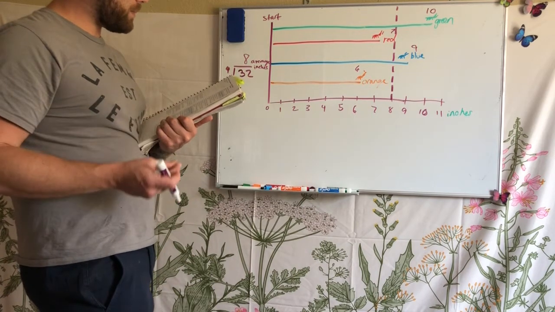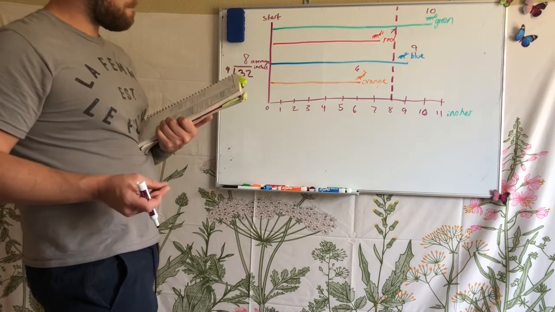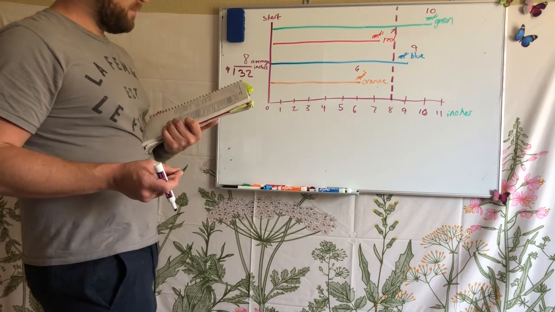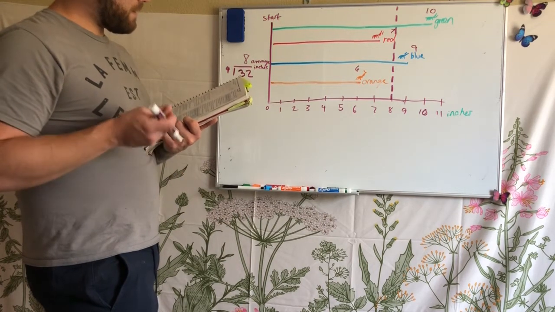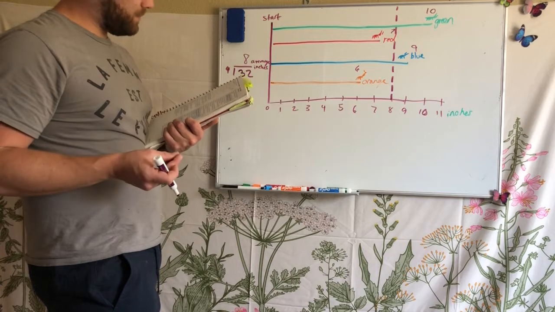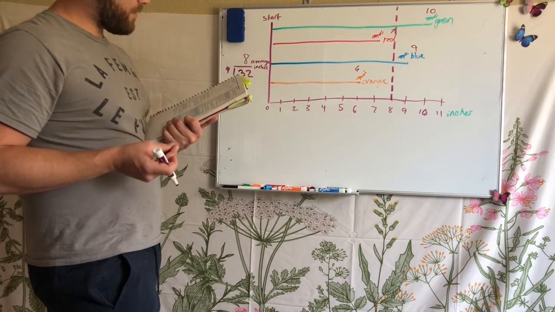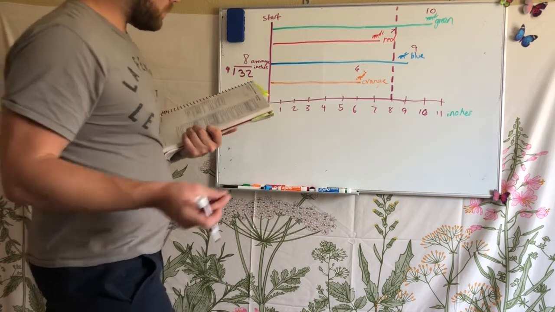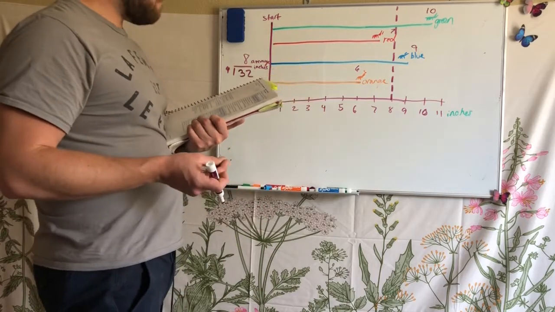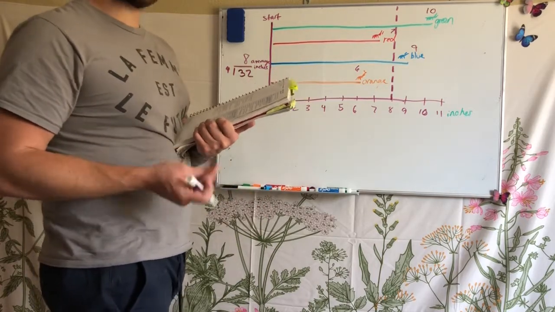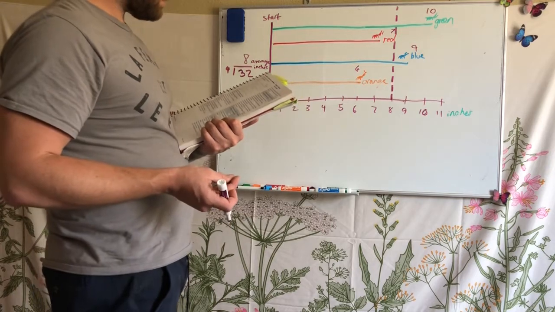Then what number do you divide 96 by? Pause the video. You're going to divide it by 4 because there were 4 ants. What is the average? 96 divided by 4. What does that equal? Work it and pause the video. The average is 24 inches.